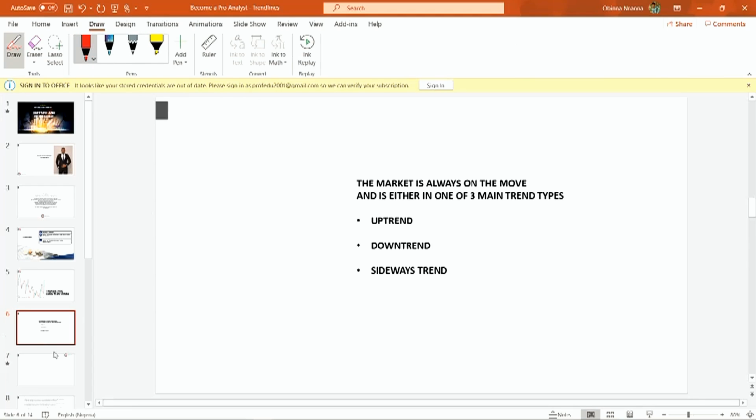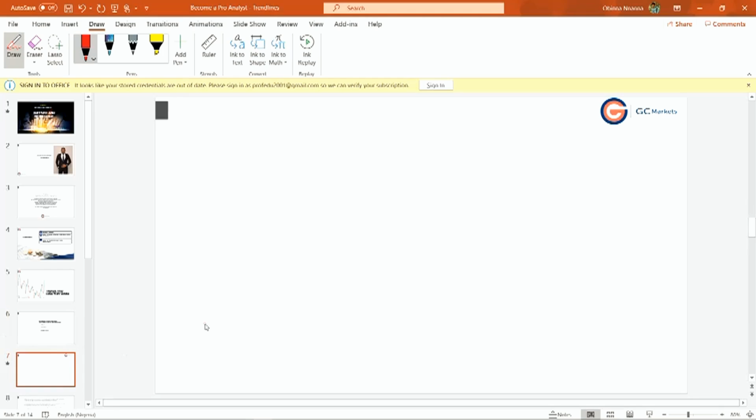So an uptrend would look something like this. We have the market moving in an upward momentum, making higher highs and higher lows. If you notice, the market keeps making these lows which are higher than the previous, and the highs which are also higher than the previous. So you can spot all these highs. So this is an uptrend, the market in an uptrend.